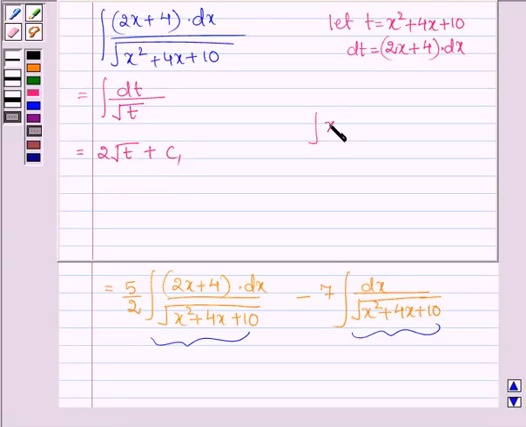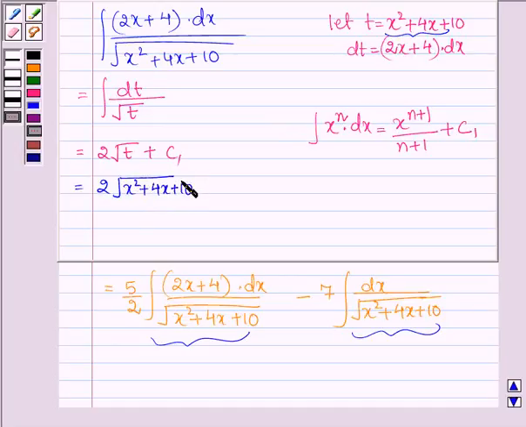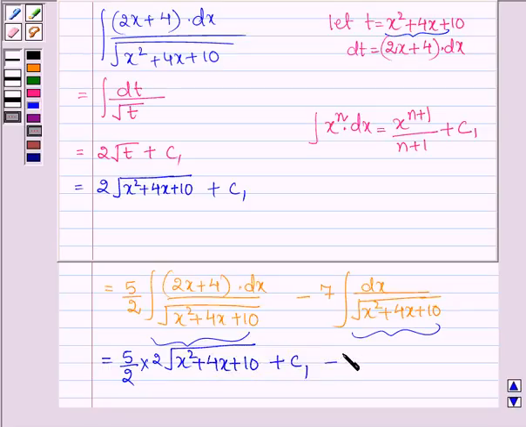Since to integrate a function x raised to the power n with respect to x, it is equal to x raised to the power n + 1 upon n + 1 plus a constant c1. So this can further be written as 2 root t, where the value of t is x² + 4x + 10, plus a constant c1. So this can further be written as 5 upon 2 into 2 root over (x² + 4x + 10) plus a constant c1.